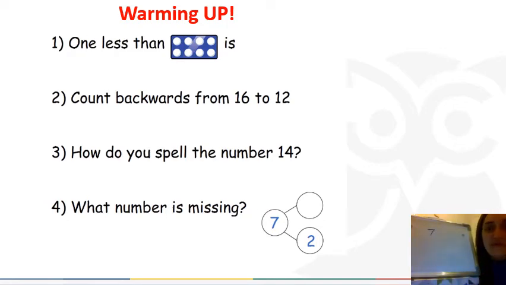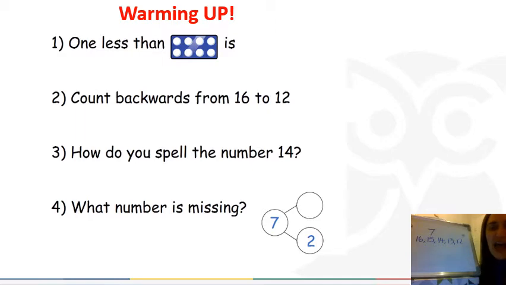Question 2. Count backwards from 16 to 12. Shall we all do it together? I'll start us off. 16, 15, 14, 13, 12. Incredible. I'm going to write those down as well. Can you write them down as well? You might have already done that. 16, 15, 14, 13, 12.